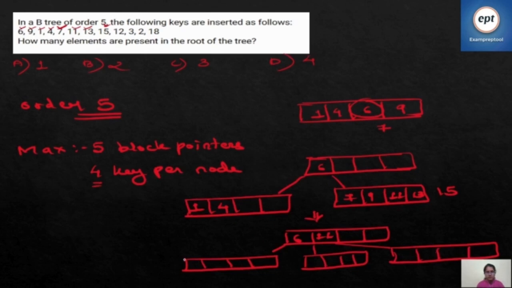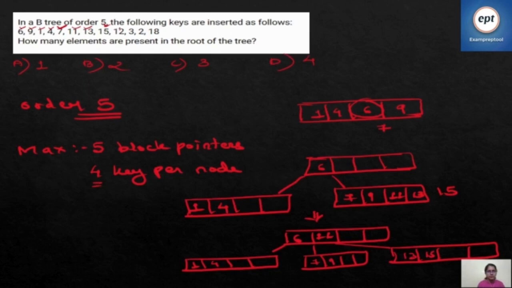Now here it will be 1, 4. The rest we will have here is 7, 9. And after the splitting, what we will get here is 13 and 15.